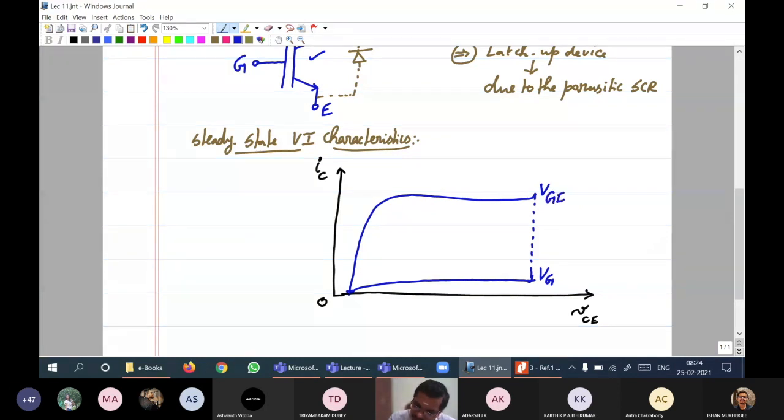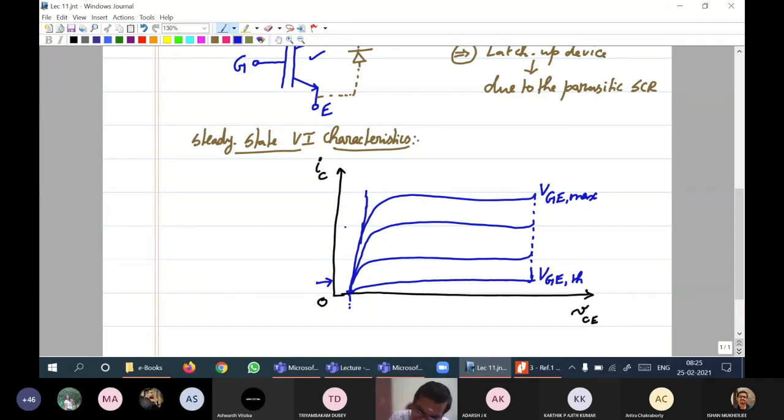Gate emitter, because I have plotted with respect to emitter. So gate emitter maximum value, gate emitter threshold value, and in between you will have various values of gate emitter voltage. Right, so this is the VI characteristics. Obviously, if you draw a straight line here, it will definitely be a straight line.